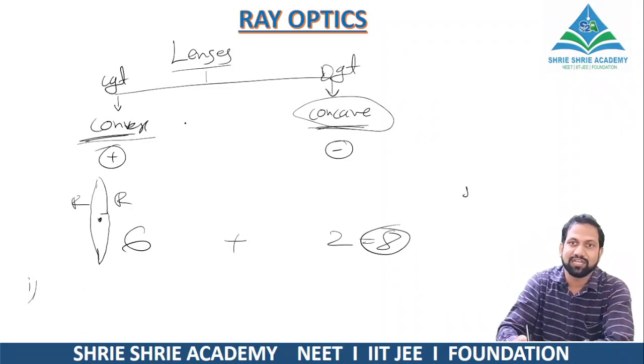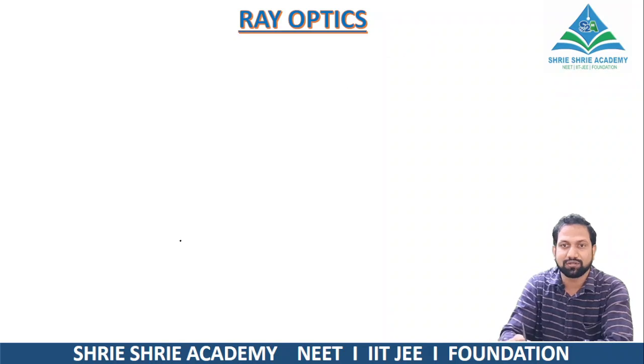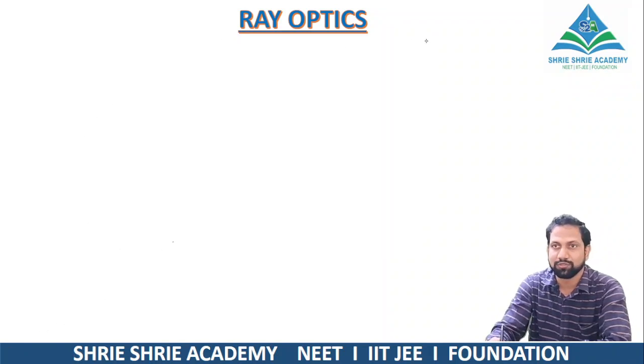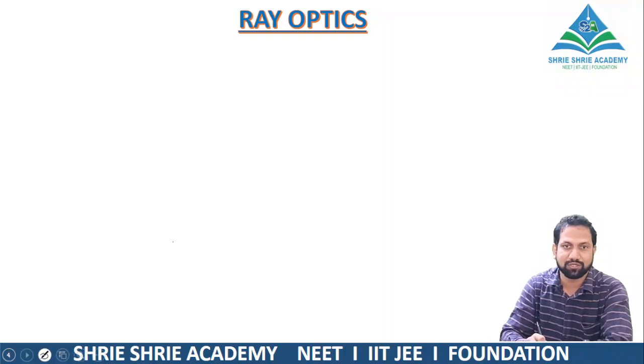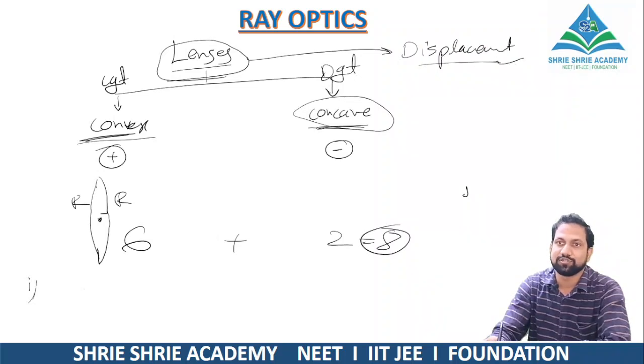This is about the lenses. And one more important topic regarding the lens is the displacement method: how to find the focal length of an unknown lens. If a convex lens is there, that is the displacement method. Okay, the displacement method you have to use to find it, and that experiment is important.